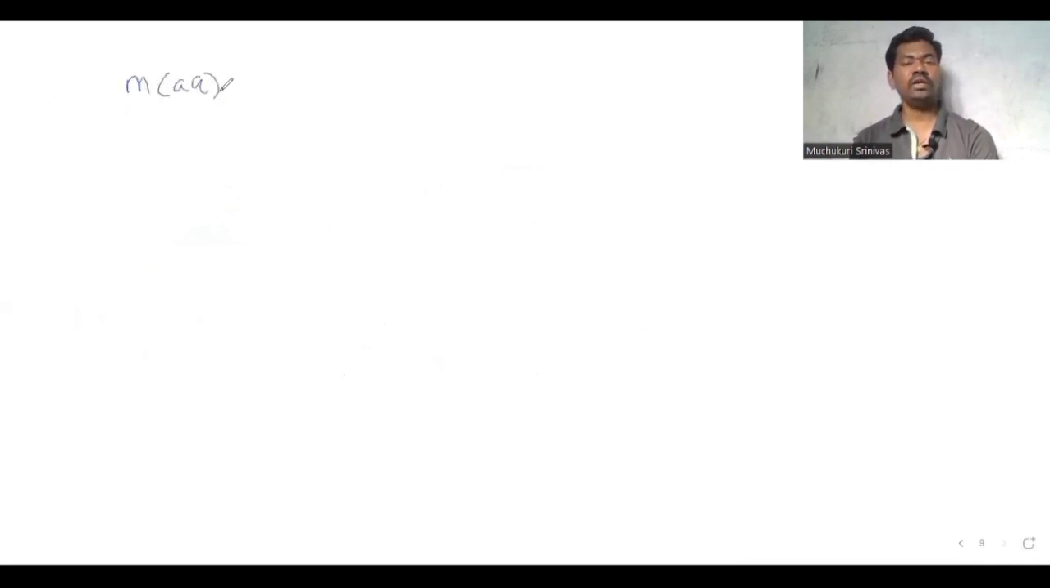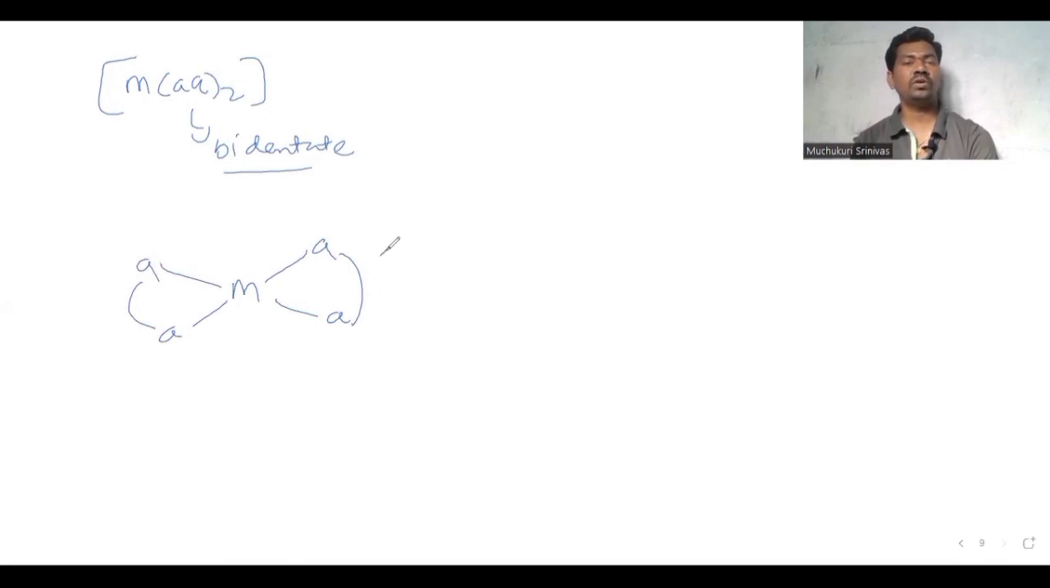And the last type, MAA2. AA means here bidentate ligands. Same type of ligands, bidentate. So in this case, for example, central metal atom, A and A, this is bidentate, and here it is A, and it is also bidentate. If you flip these two ligands with respect to each other, you will get the same arrangement. So in this case also geometrical isomers are 0.